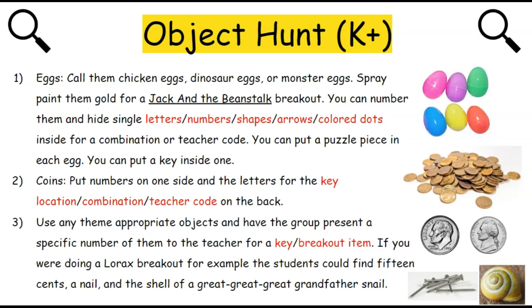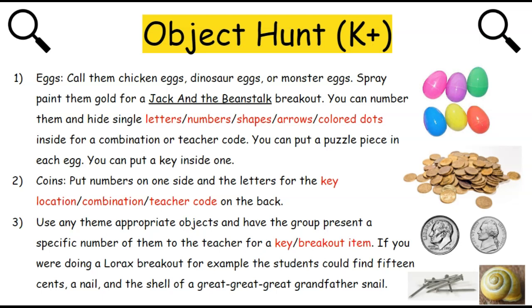Object hunt puzzles are appropriate for kindergarten and above. Your first type of object you could be hunting are Easter eggs, but you could call them chicken eggs, dinosaur eggs, or monster eggs. You could spray paint them gold for a Jack and the Beanstalk breakout. You could number the eggs and then hide single letters, numbers, shapes, arrows, or color dots inside for a combination or teacher code. You could put a puzzle piece inside each egg, or just put a key inside one, and they have to keep searching through the eggs until they find their key.